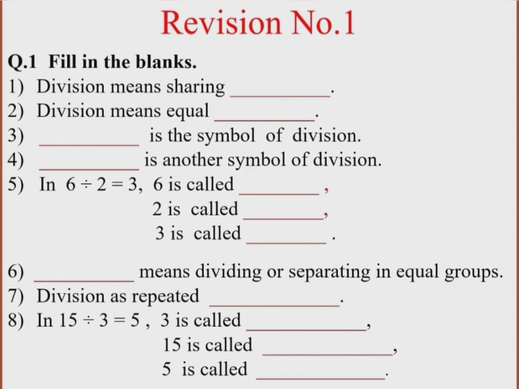Fifth, 6 divided by 2 is equal to 3. 6 is called dash. 2 is called dash. 3 is called dash. Sixth one, dash means dividing or separating in equal groups. 7. Division as repeated dash. 8. In 15 divided by 3 is equal to 5, 3 is called dash, 15 is called dash and 5 is called dash.